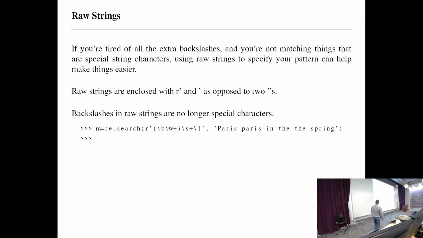So here's my original Paris in the spring. Notice that there are no duplicated backslashes in the raw string. I just have a grouping that says start of word, bunch of word characters, followed by any number of strings, followed by a repeated word. And this works just like the other one.